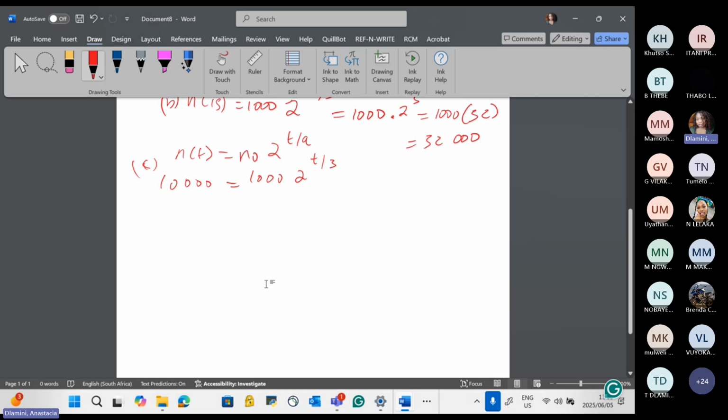So what do I do here? Divide by 1,000 on both sides. So if I divide, this 0 cancels that 0, this 0 cancels that 0, then 10 divided by 1, this is 10, equals 2 to the power of t over 3. And because I want t, I'll write t.